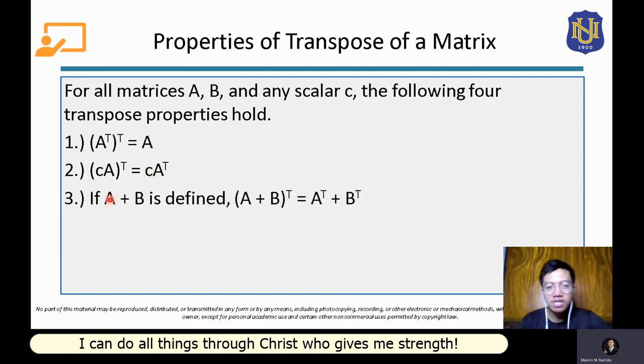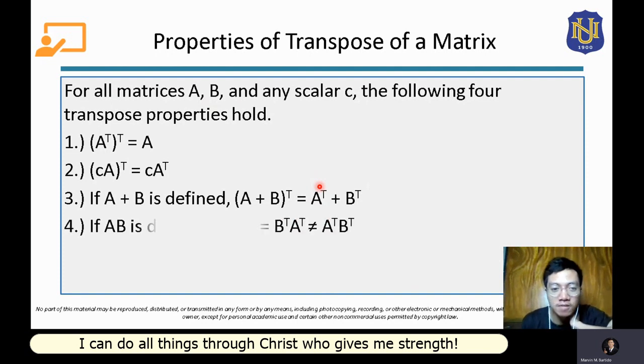So for the third property, if A plus B is defined, then (A plus B) transpose is equal to A transpose plus B transpose. Meaning to say, if A plus B is defined, they can be added. If you add them first and get their transpose, it will also be equal to getting their transpose first and then adding them. So it will just be the same. This is the third property.